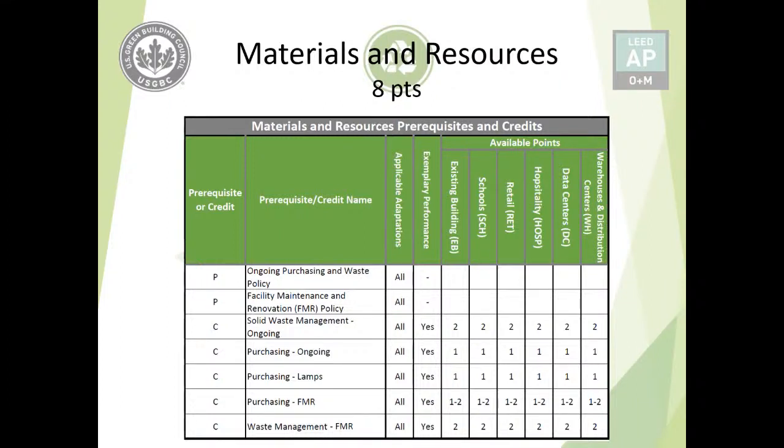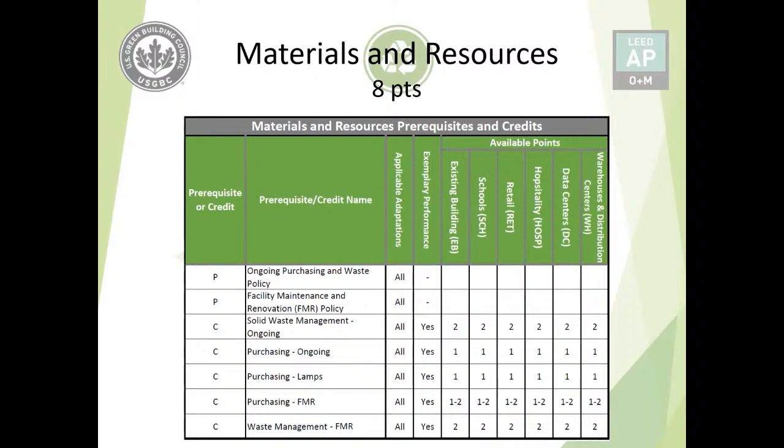And then you've got the prerequisites and credits arranged in a certain manner. So you have the ongoing purchasing and waste policy for the building, where purchasing for ongoing and purchasing of lamps is the purchasing or incoming part, and solid waste management ongoing is the outgoing part. Similarly, you've got another policy, which is facility maintenance and renovation, and we've got 2 sections for it, which are purchasing for facility maintenance and renovation, and the waste management for FMR.